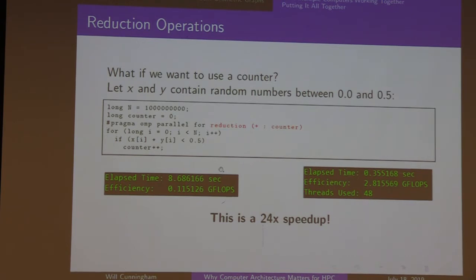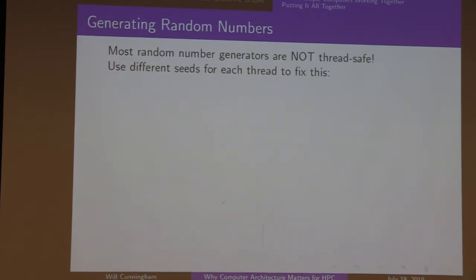So what you see here is a 24 times speed up because of that when you use 48 threads. So that's pretty good. Now, I want to talk about random numbers for a moment. In a lot of these examples, I have just filled the data that I've allocated with random data.